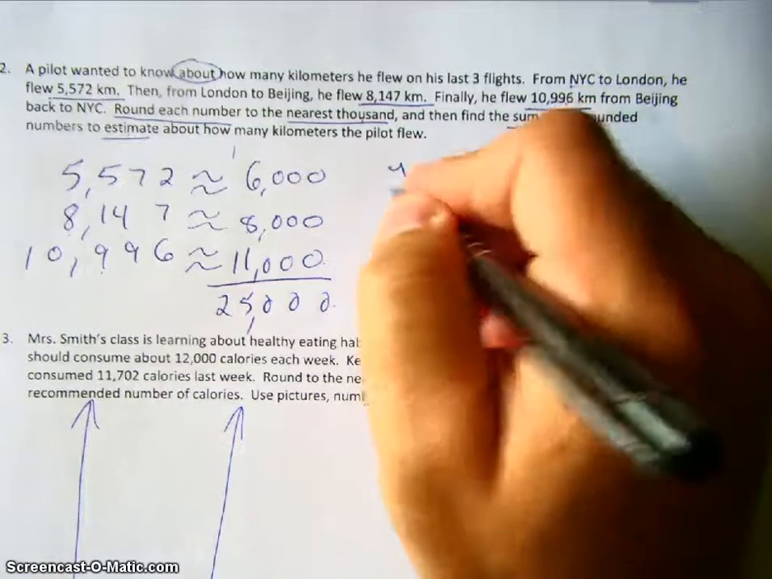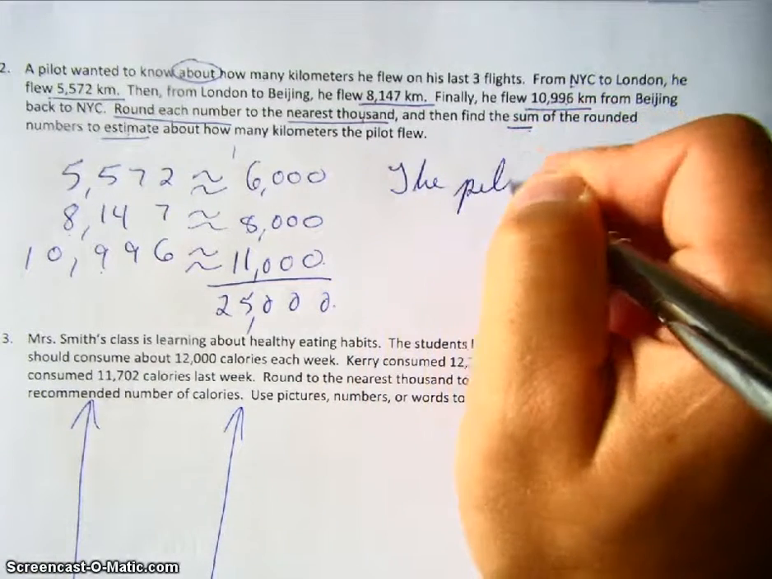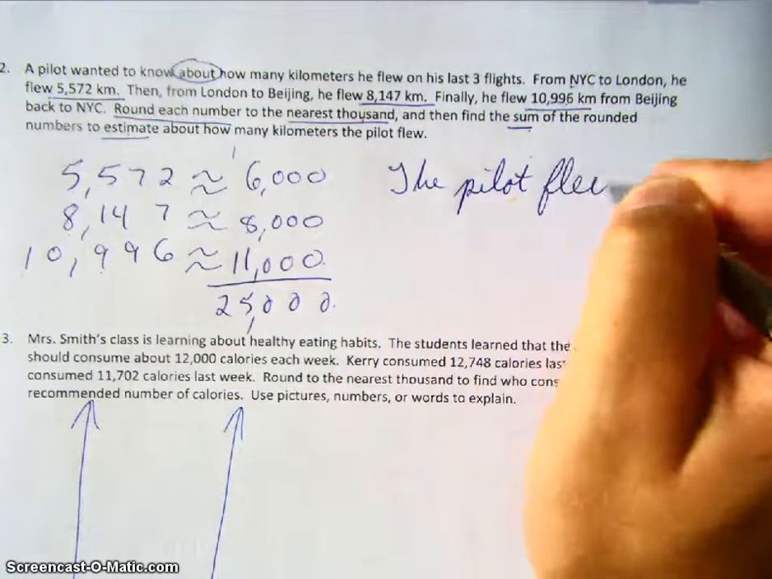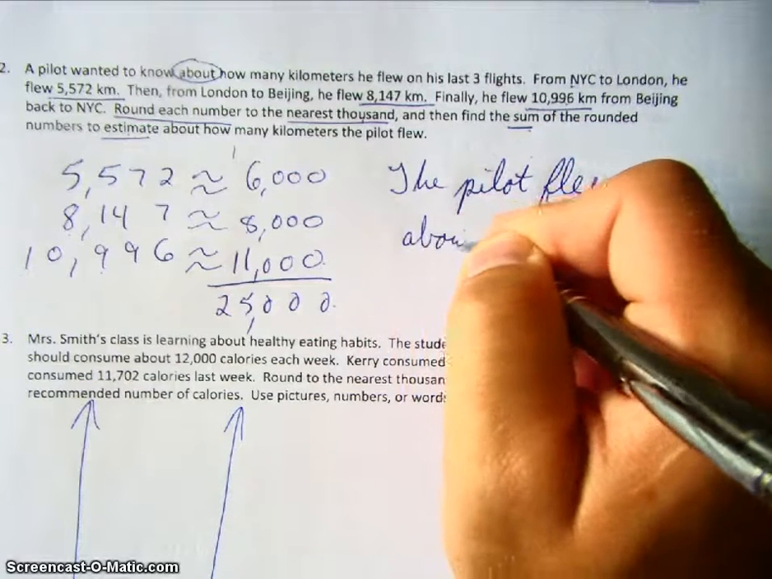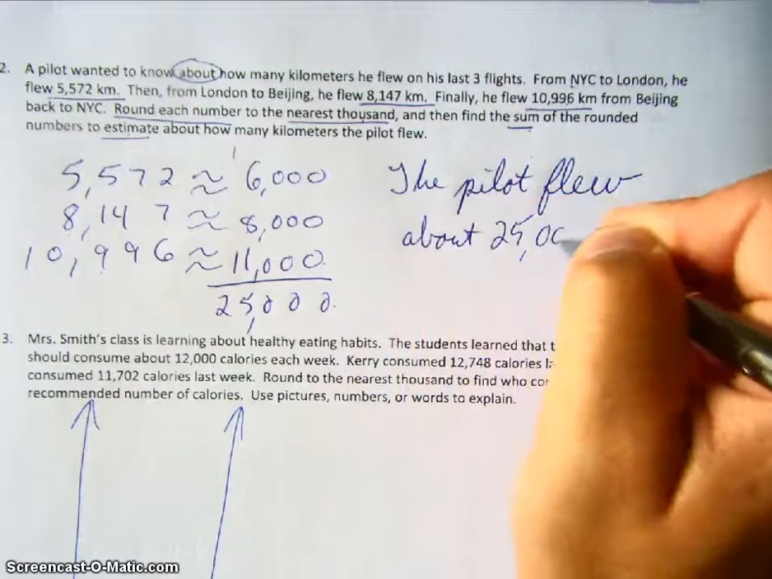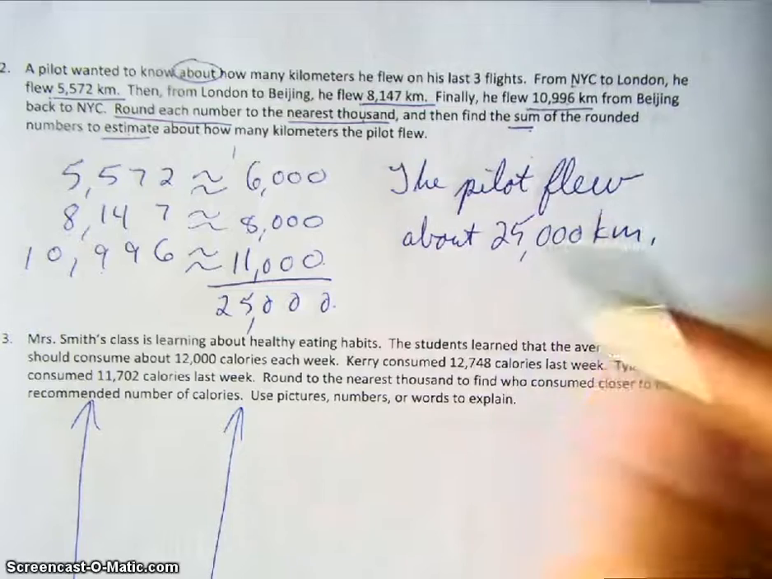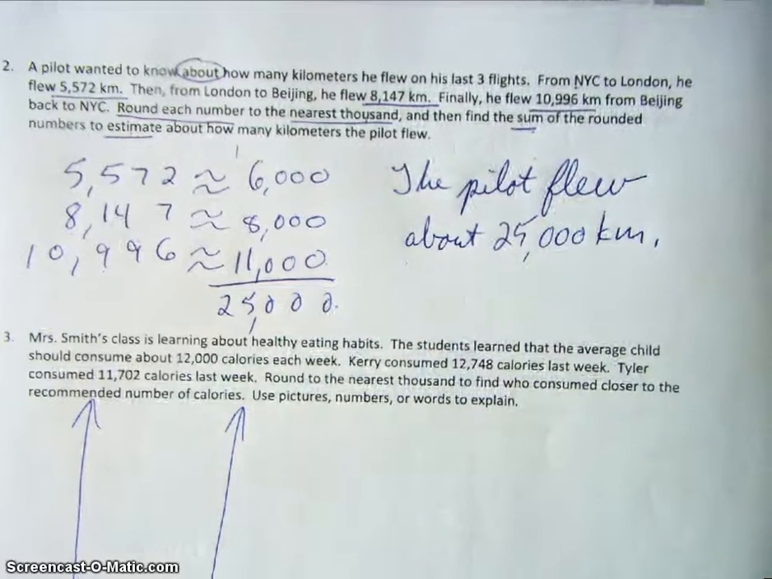Okay? So the pilot flew about 25,000 kilometers, and we're using that about to show that we had to do some rounding.